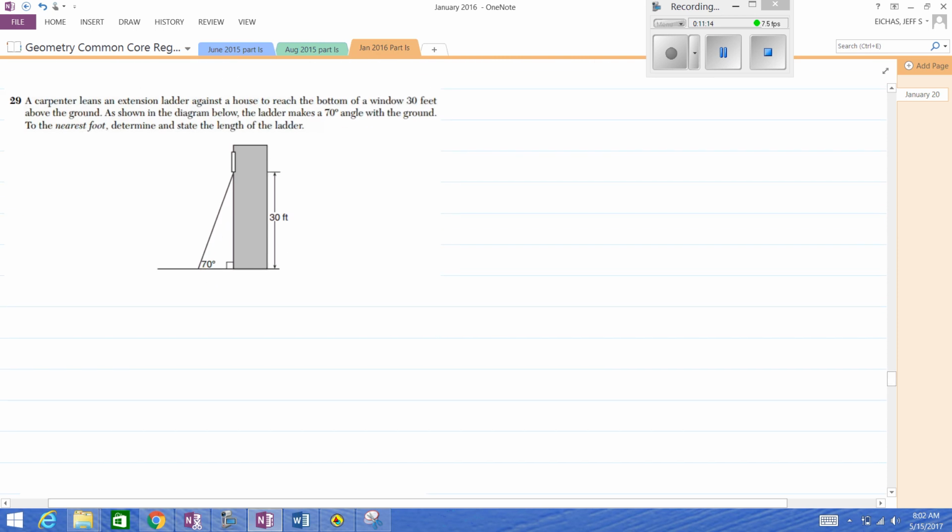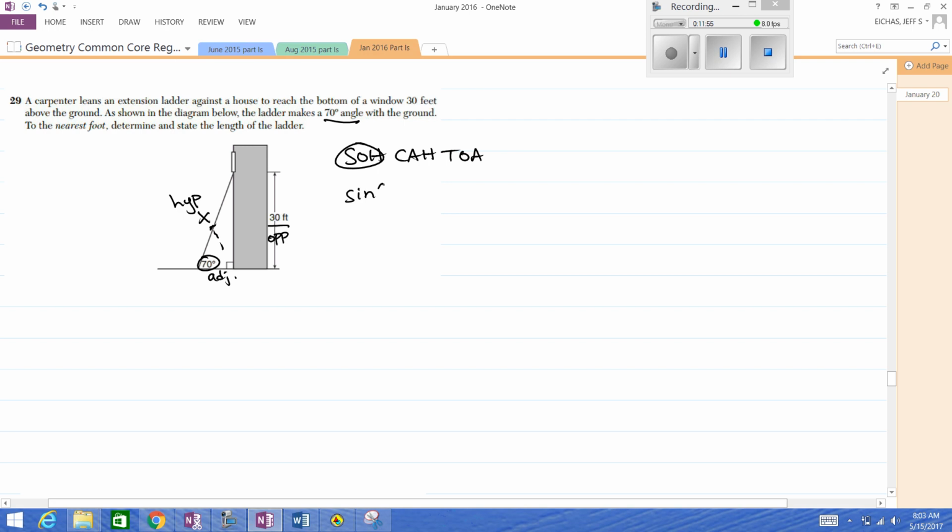All right, number 29. Looks like a pretty straightforward trig problem. We've got an angle, we've got a side length, and they want the ladder length, which would be right here. All right. So compared to this acute angle, we have a side that's opposite, we have a side that's adjacent, and we have the hypotenuse, right? So use our acronym to help us remember which trig function. It looks like we're using opposite and hypotenuse, okay? So that's going to be sine.